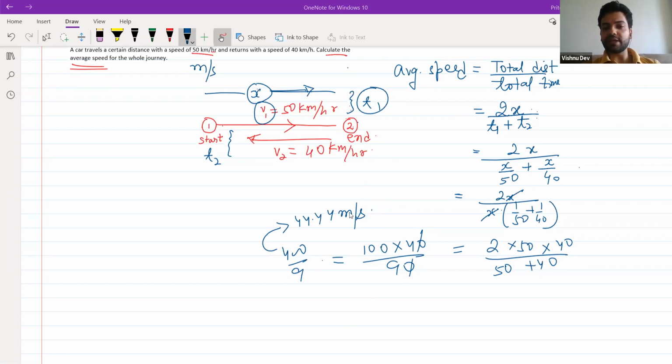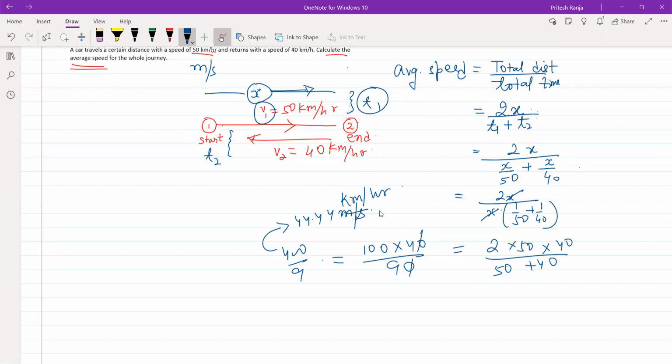It should be kilometer per hour. Good, good. Kilometer per hour, because here you have the units in kilometer per hour. Yes, Rohan, exactly. So any question, any doubt, students?